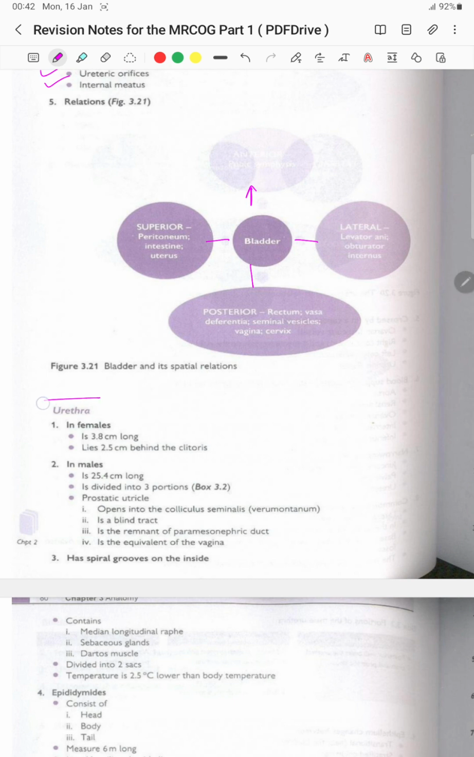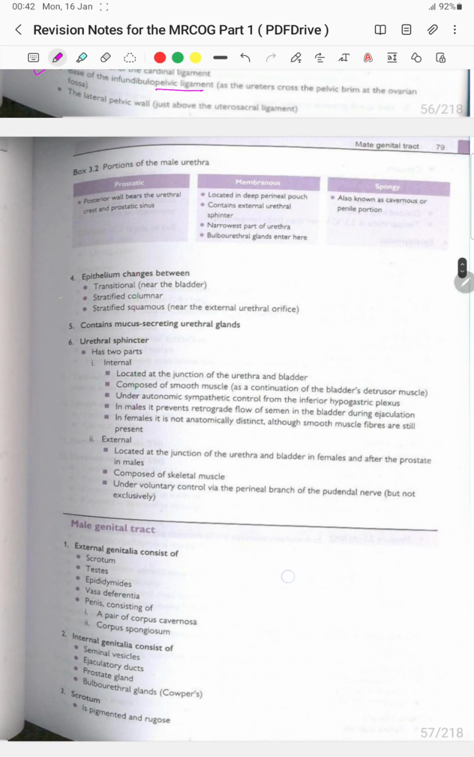Now the urethra. In females, it is about 3.8 centimeter long, and it lies 2.5 centimeter behind the clitoris. In males, it is 25.4 centimeter long, and it is divided into three portions. And the prostatic utricle opens into the colliculus seminalis, and is a blind tract, and is the remnant of the paramesonephric duct, and it is equivalent to the vagina. It has spiral grooves on the inside.